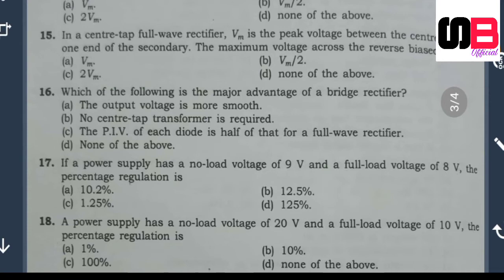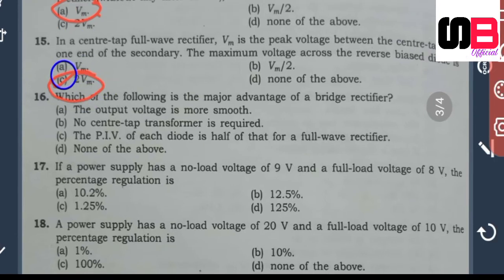Okay, the next one: in a center tap full wave rectifier, Vm is the peak voltage between the center tap and one end of the secondary. The maximum voltage across the reverse biased diode is, in case of a full wave rectifier, the peak inverse voltage is 2Vm. In case of half wave it is Vm, and in case of full wave it is 2Vm.